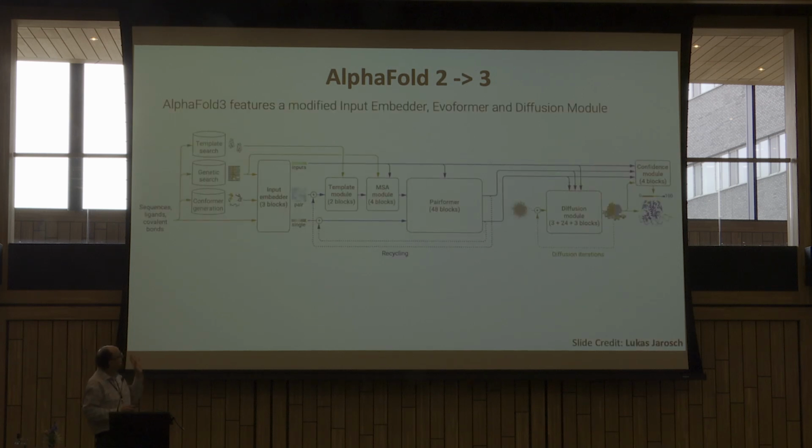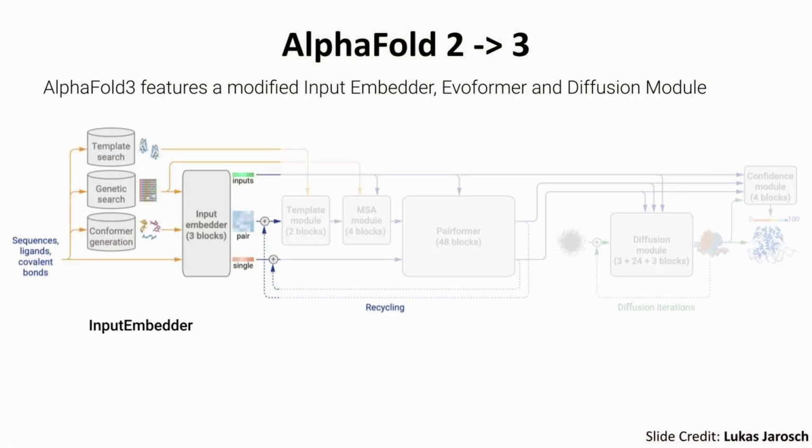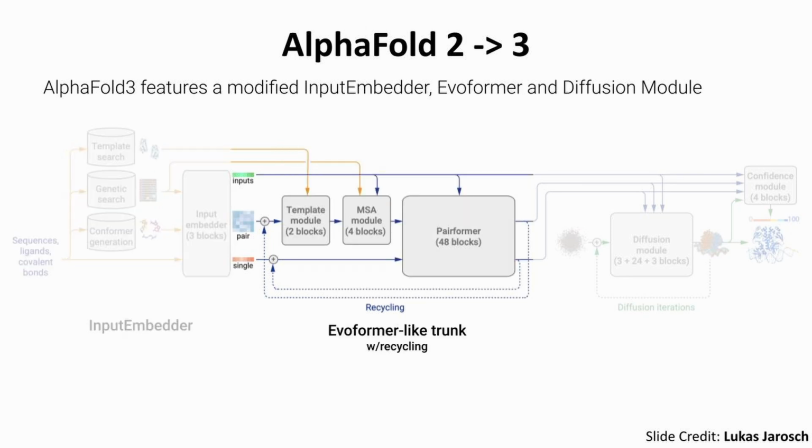AlphaFold 3 does away with some of that. So this is the overall architecture. You still have this input embedder, which encodes your inputs, as before. You still have this evoformer-like thing, which does the bulk of the reasoning. But what's critically different now is that this MSA module is shrunken considerably, so it's not spending nearly as much time on it. Instead, most of the time is spent on this pairformer, which is a lighter weight version of the pairwise reasoning module that it has.